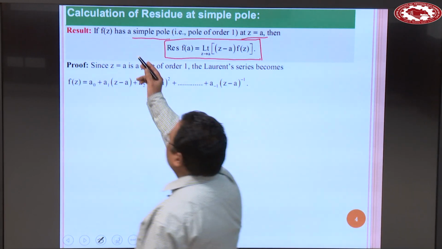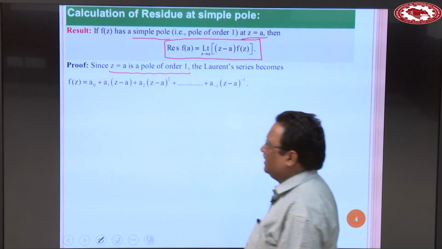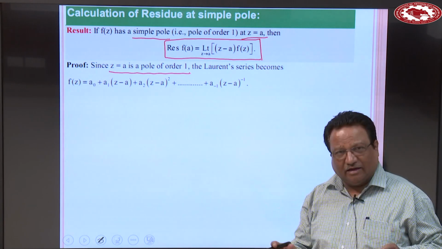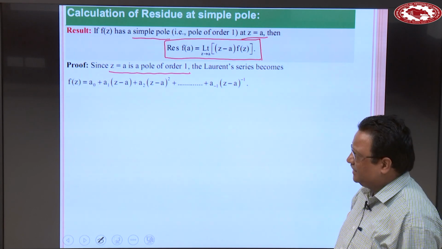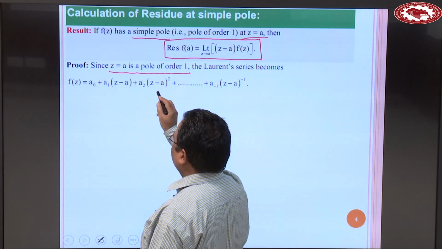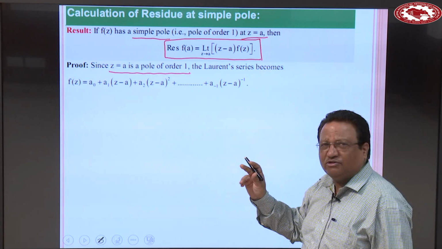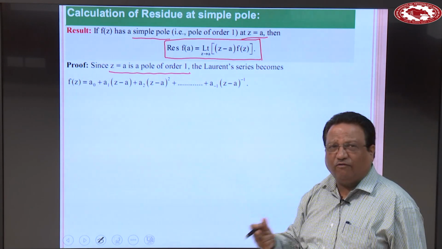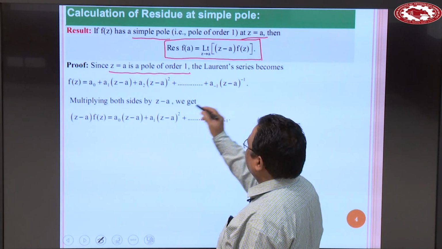So let us suppose z equal to a, which was given, is a pole of order 1. Around this singularity, we can develop a Laurent series, and that series is f(z) equals a0 plus a1 (z minus a) plus a2 (z minus a) squared and so on, plus a minus 1 (z minus a) to the power minus 1. The remaining terms will be zero, because we are given that z equal to a is a pole of order only 1. Now multiply both sides by z minus a.